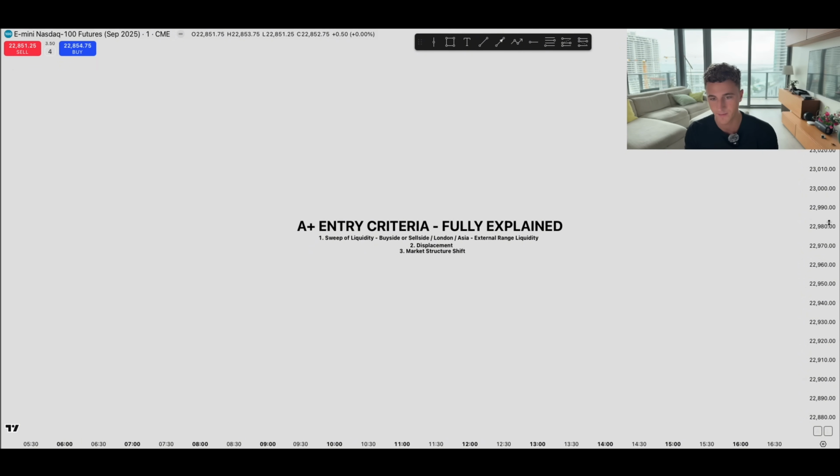So keep that in mind when you're following this A+ entry checklist. Now, number four is going to be your fair value gap. So after we sweep liquidity, we get displacement, we get that market structure shift. What comes next is going to be our fair value gap.